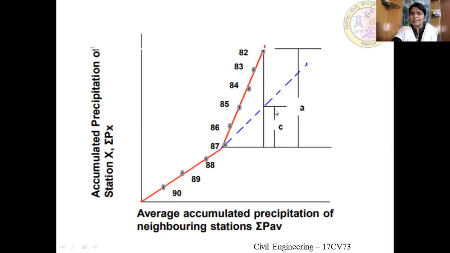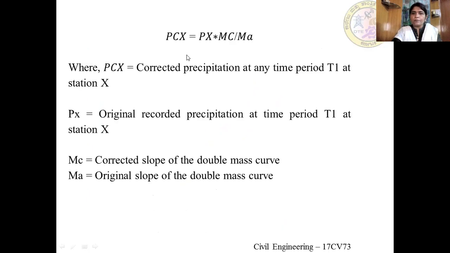This is given as Mc because when we draw the points, you can see here, from this point at a certain year, this gives us the actual slope. And this extended one is the corrected slope. We have corrected it by extending it. So this gives Mc. So this is Ma, Mc. The calculations are done using Pcx is equal to Px into Mc by Ma.